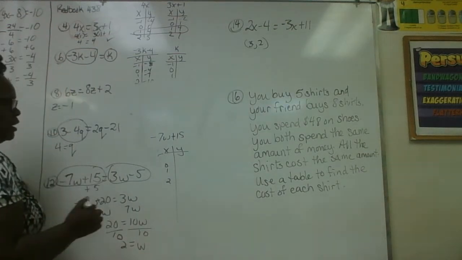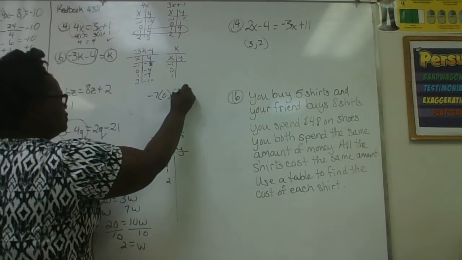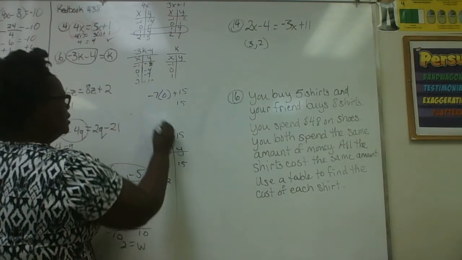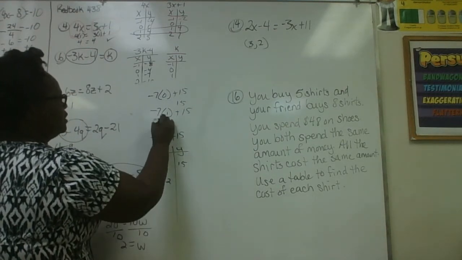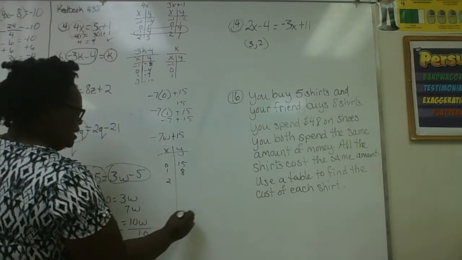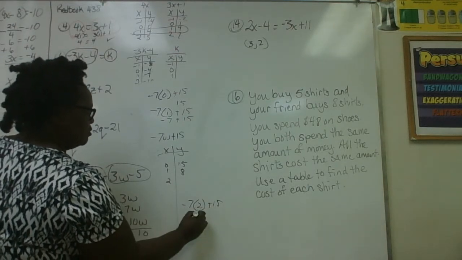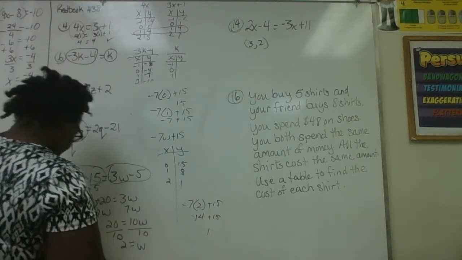All right, here we go. Negative 7 times 0 plus 15 would just give us 15. Negative 7 times 1 plus 15, that's negative 7 plus 15, which gives us an 8. And then negative 7 times 2 plus 15, that's negative 14 plus 15, which gives us a 1.